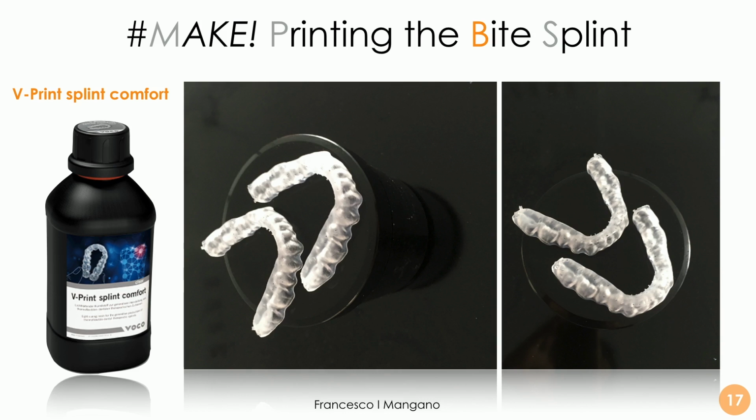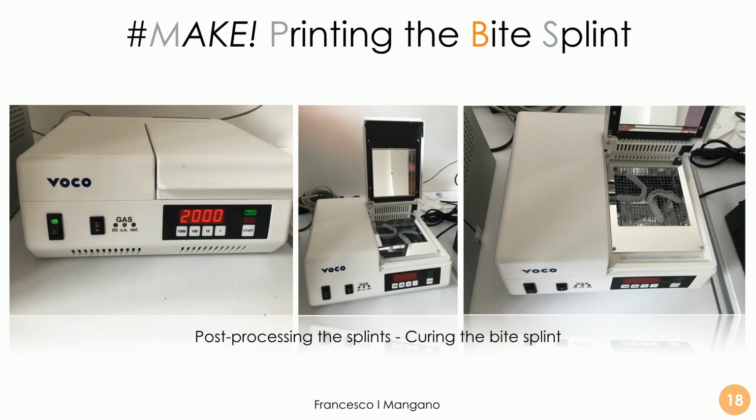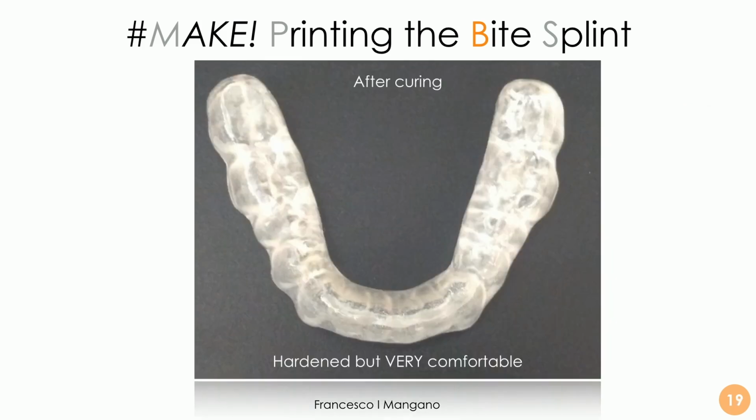Of course they need to undergo post-processing. They need to be cleaned using alcohol, and they need to be cured in a special machine by Voco. We use 2000 lumen in this case. The post-processing is quite fast. In 2 minutes everything is ready, and then we can check the adaptation of the bite splints on the 3D printed model. This is the bite splint after curing.